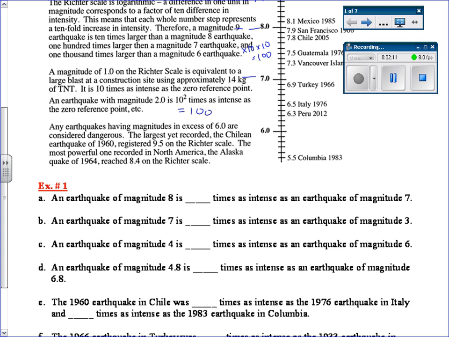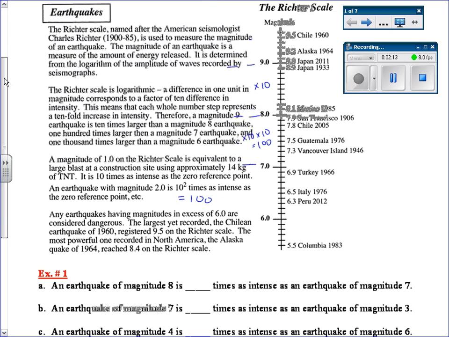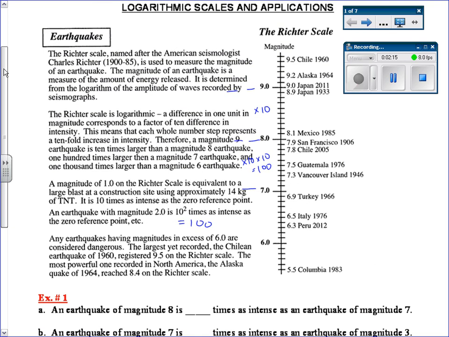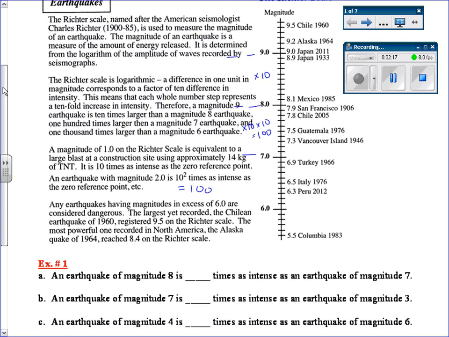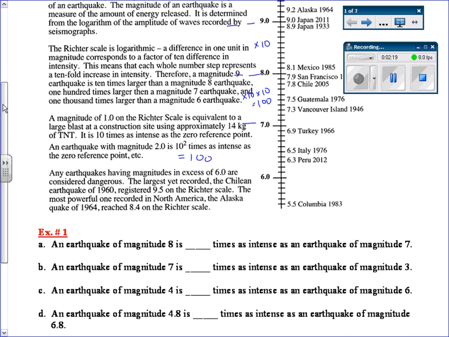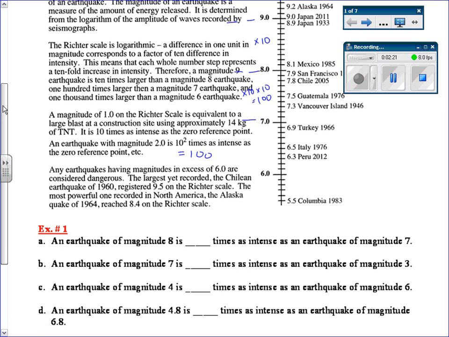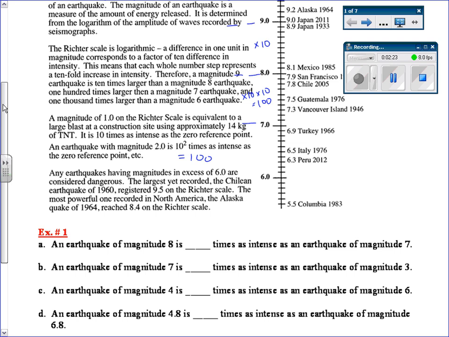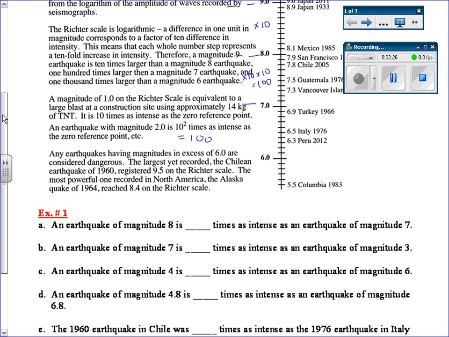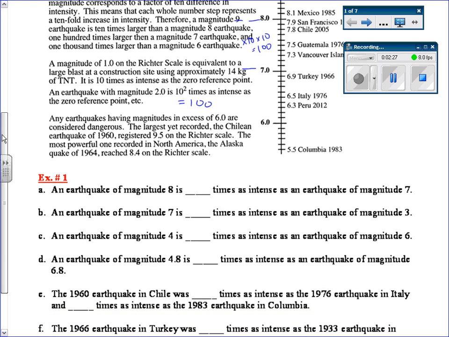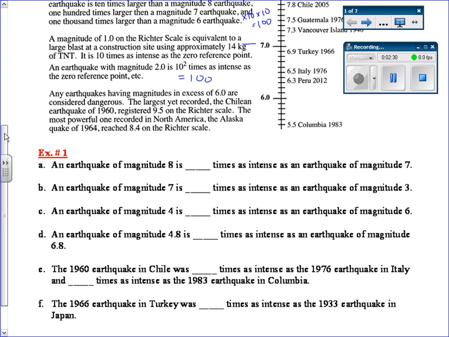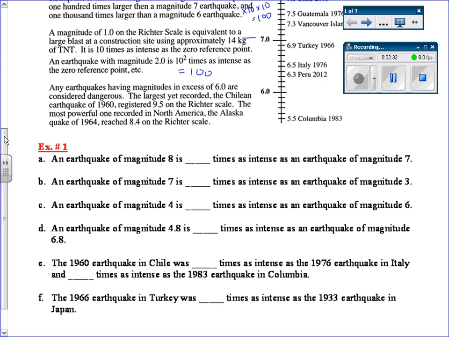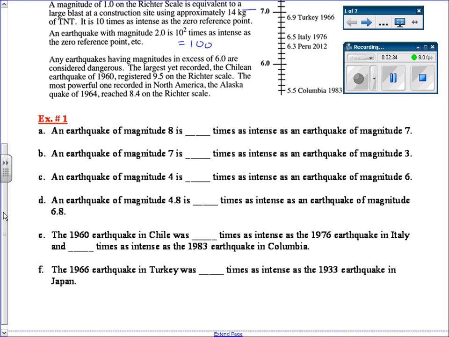The largest yet recorded, the Chilean earthquake of 1960, that was right up here at the top at 9.5, which is pretty high. It registered 9.5 on the Richter scale. The most powerful one recorded in North America was an Alaska quake in 1964, which was 8.4 on the Richter scale. Alberta is not a place where we would feel earthquakes, but I've definitely felt them when I lived in Victoria, and that surprised me. Ontario and some places in Manitoba can feel earthquakes as well.